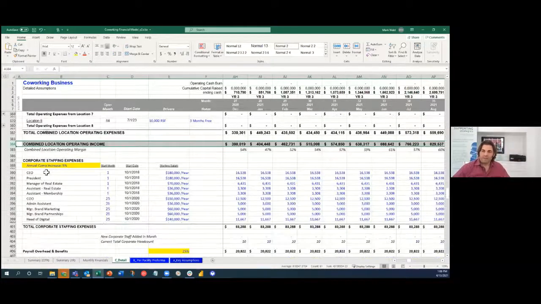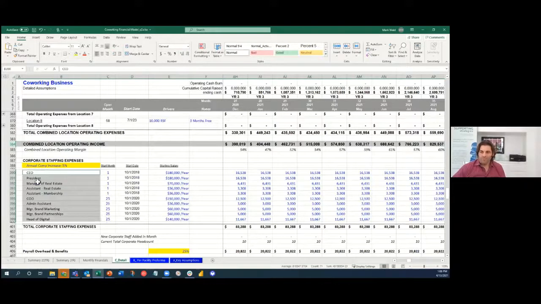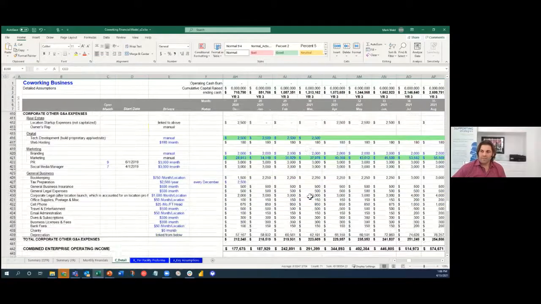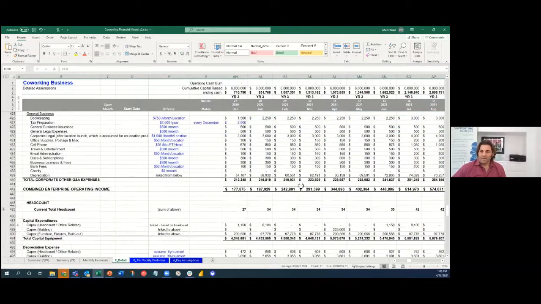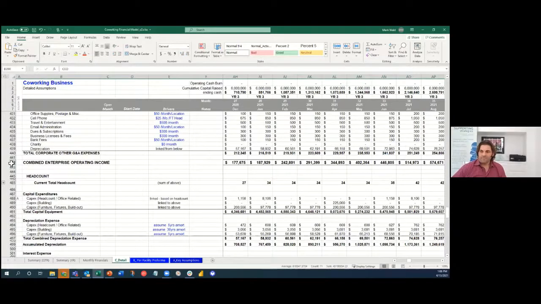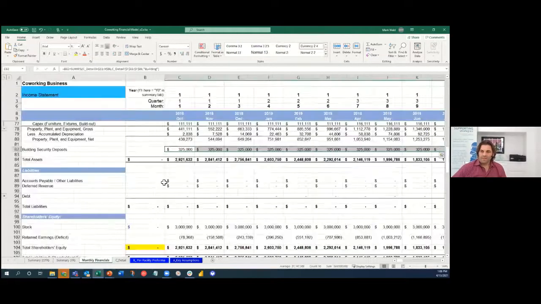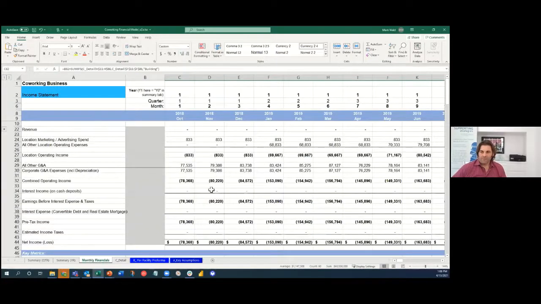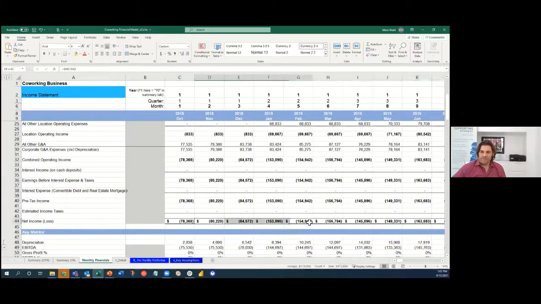And then it would have to employ some people to work in the kind of corporate office, the CEO and some other operators that aren't physically working at one location, but they're working in the corporate office. And then some other overhead expenses to run the business. And ultimately we get to a certain amount of income. Okay, so then on a monthly basis, we can total that all up for the business. We can total up revenue and direct costs, overhead, and get to our net income.